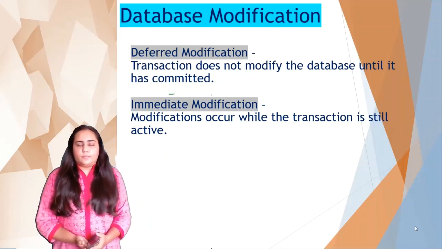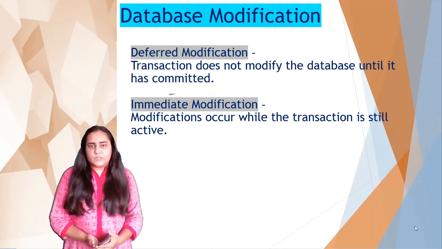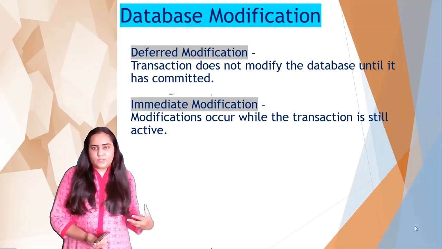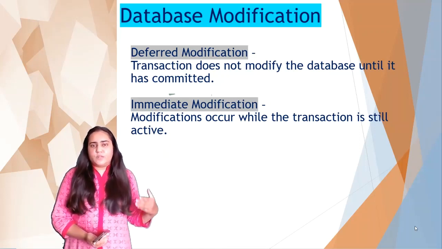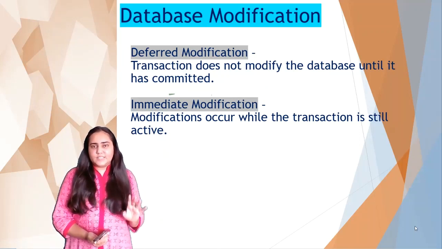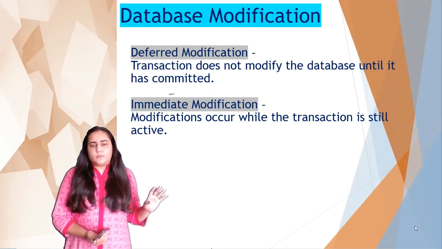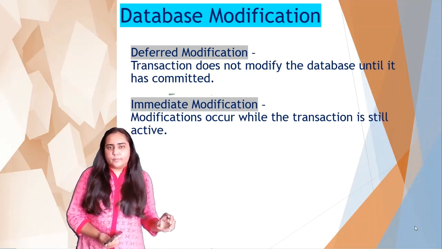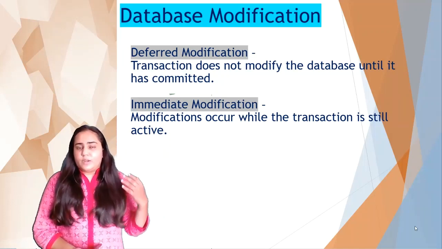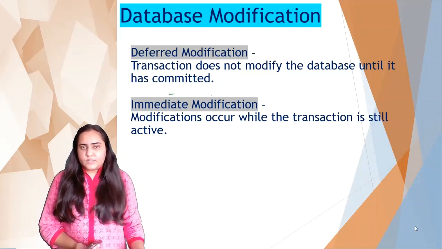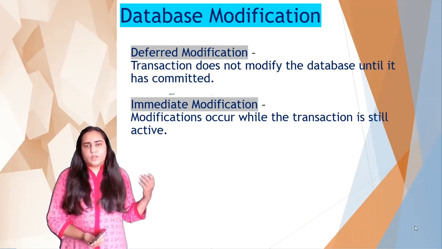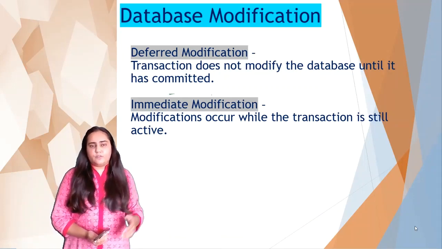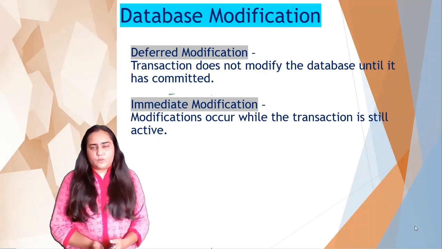So it's not necessary that the modifications occur as soon as the transaction makes an update, but they are occurring before the transaction is committing. So the transaction is still in active state and modifications are being made to the database. Whereas in deferred modification, till the transaction gets committed, the database is not updated. So any system would employ either of the two modifications based on requirement.